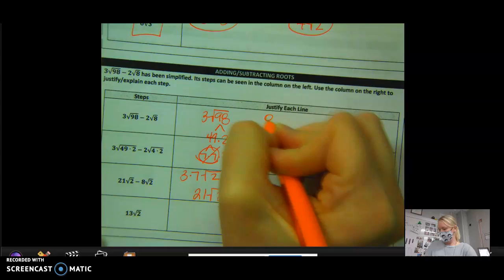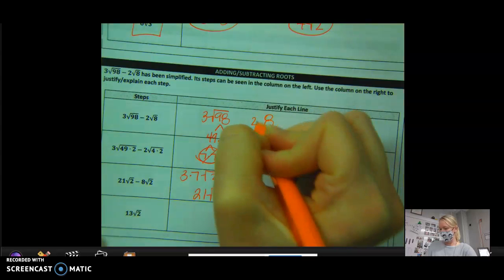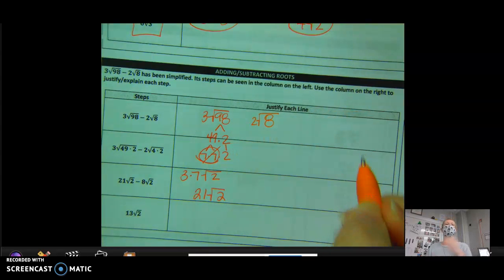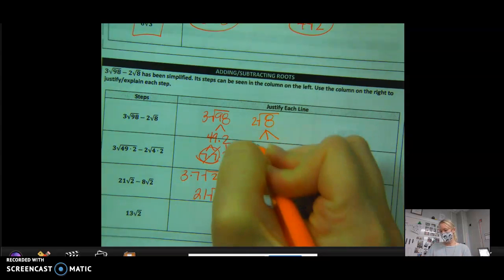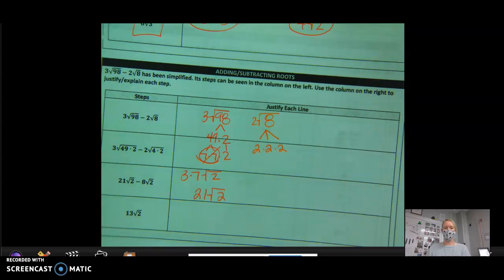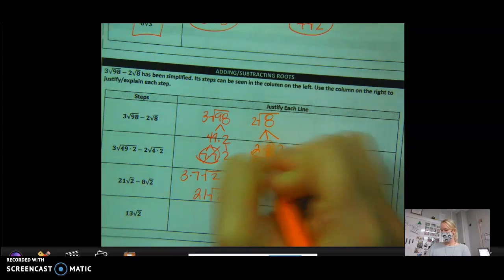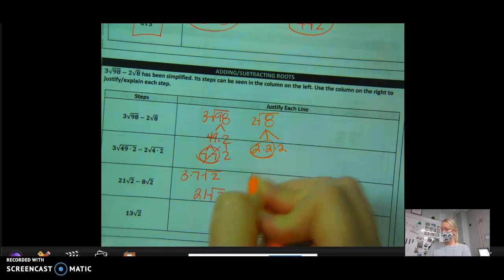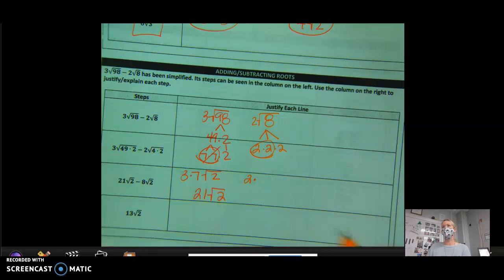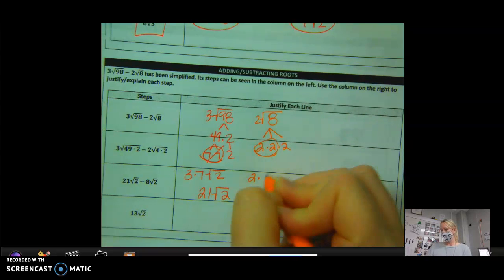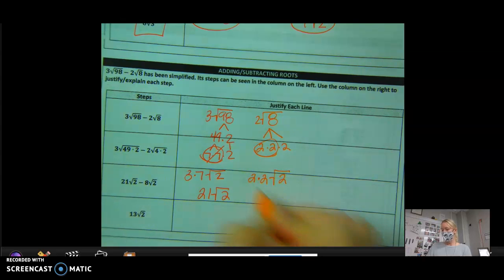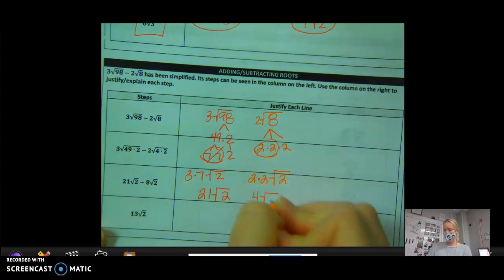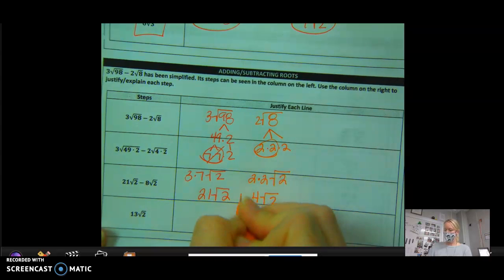Now, 2 square roots of 8. 8 breaks down into, we already talked about this, 2 times 2 times 2. I have a pair of 2's. So 2 is already on the outside. What else do I bring to the outside? And then what's left on the inside? So now 2 times 2 on the outside is how much? 4 square roots of 2.